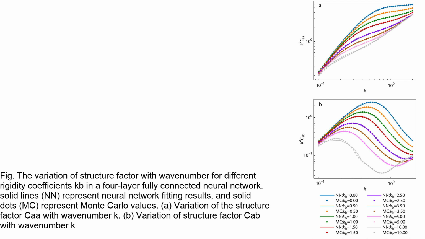The significance of Figure 4 to the paper is that it demonstrates the ability of the neural network to accurately predict the structure factors of the cyclic diblock copolymer at different rigidity coefficients and wave numbers. The fitting results of the neural network align well with the numerical values obtained from Monte Carlo simulations, indicating the high consistency between the fitted structure factor and the simulated values.